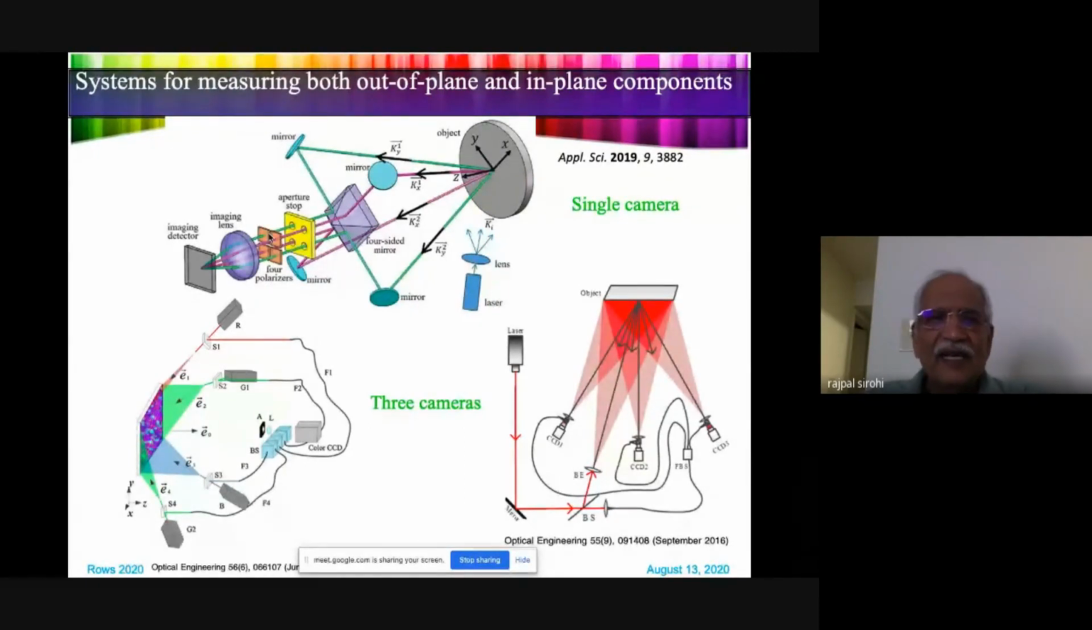And in other configurations, fiber optics is used, but in order to get all the three components, 3 cameras have been used. So here you see there are 3 cameras. Feed is by fiber optics. Here is also fiber optics, but three cameras have been used.